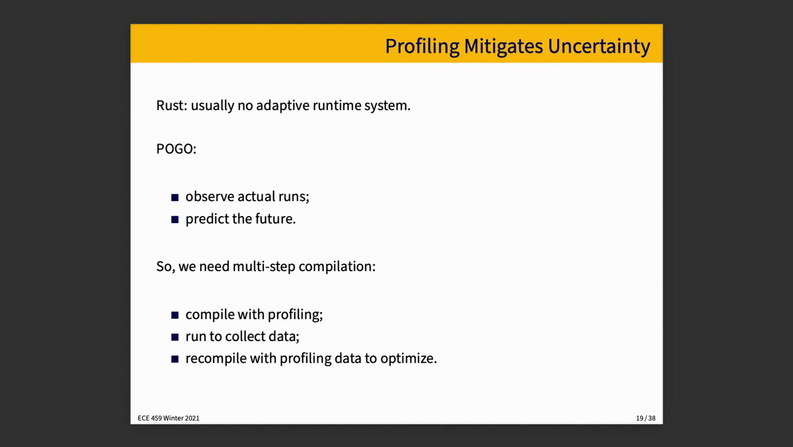That means, of course, your program to produce the final executable has really a multi-step compilation. First one is you compile with profiling enabled, and then you do some runs to collect some data, and then recompile the program, taking as input the profiling data to produce a more optimal executable. We'll expand on all three steps.